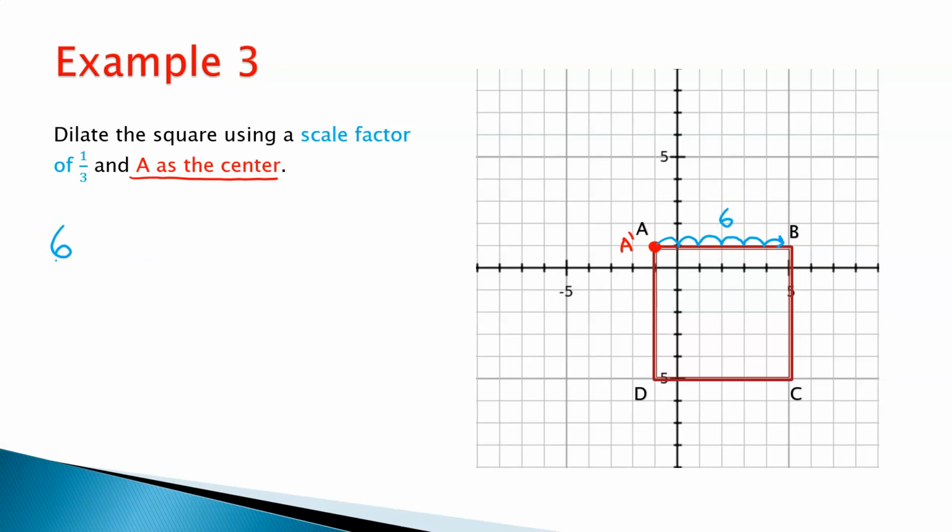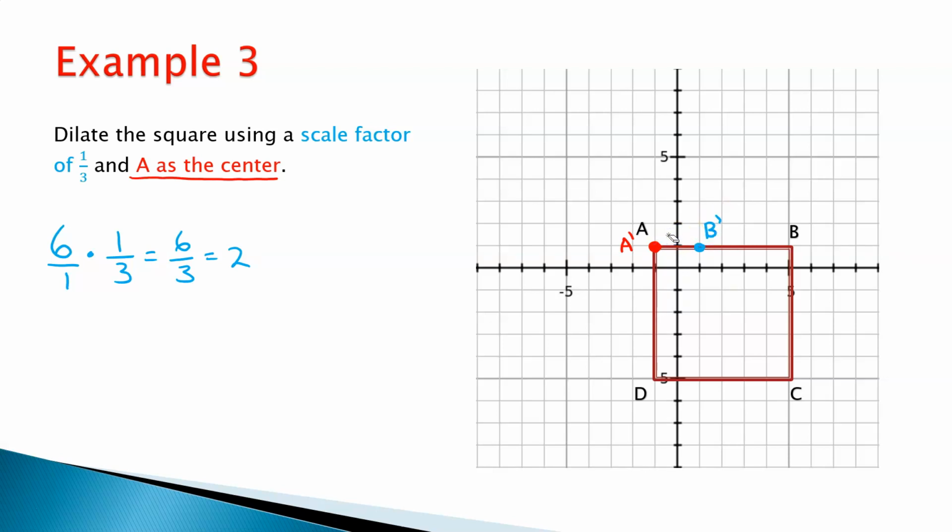Okay. Now we're actually going to apply our scale factor of 1/3. If I apply that scale factor of 1/3, well, that's 6 over 1. 6 times 1 is 6. 1 times 3 is 3. 6 divided by 3 is 2. That distance right there that used to be 6 is now going to be cut all the way down to 2 units, just 2. That is going to be my new B prime.